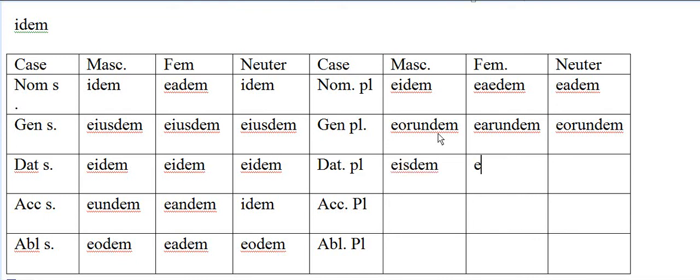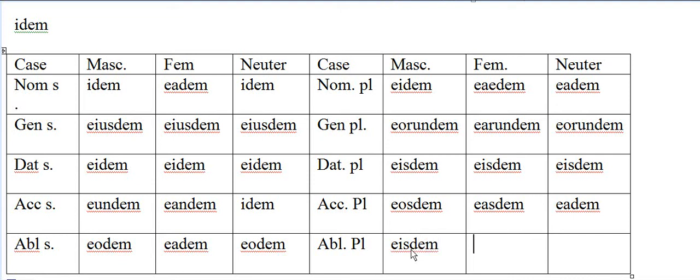Eisdem, eisdem, eisdem, eosdem, eosdem. Again, neuter, make sure your neuters for your nominatives and your accusatives are exactly the same. It could save you some points. And also notice the dative plural and the ablative plural are usually identical. And it's one form for all six possible forms.